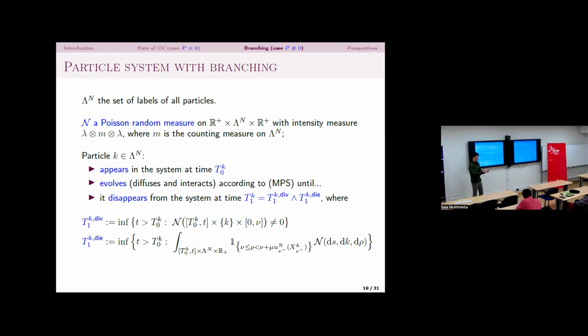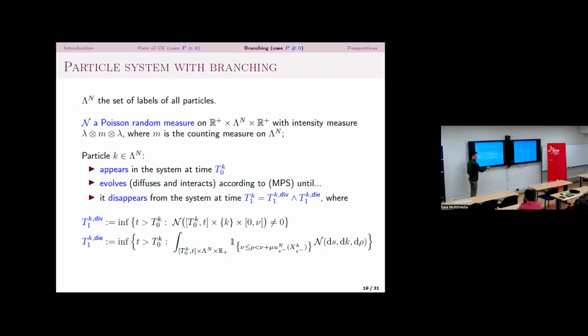If it's born, it means that it has a parent. We split it into... Okay, so that's my T0k, and then I need to describe when it dies, and it dies either when it divides, or if it's killed because it's in a region which is too crowded. That's the minimum of these two times that I can write like this. So it's the infimum of the times, the dash time of division, let's say. It's the first time after T0k such that this Poisson measure on this interval times k, so that's the label for particle k, with intensity mu, is different from 0.